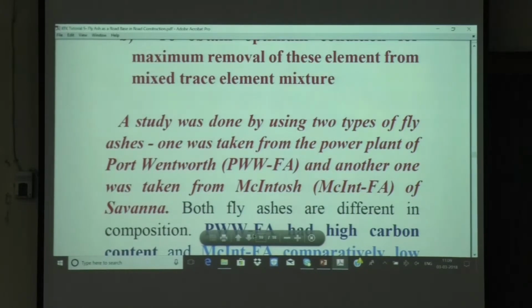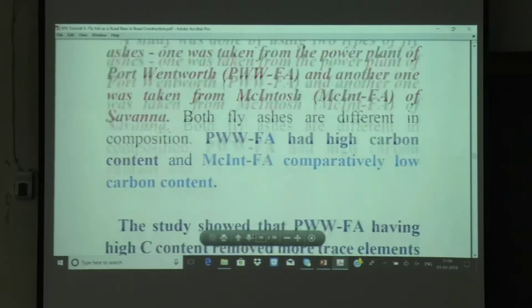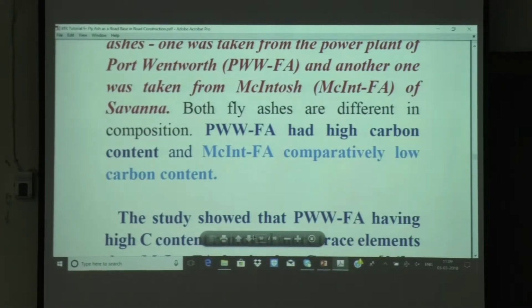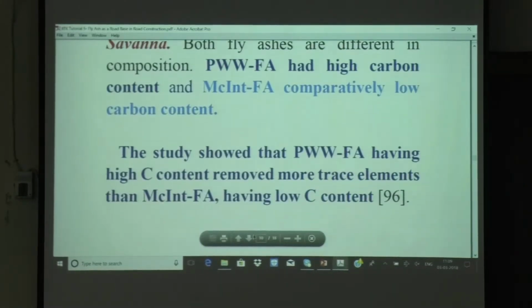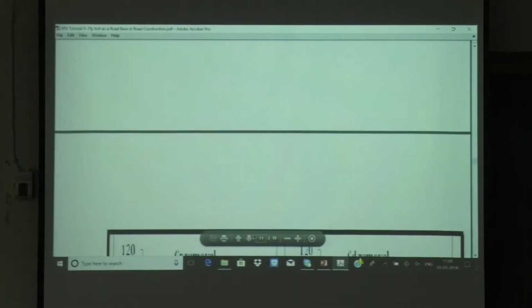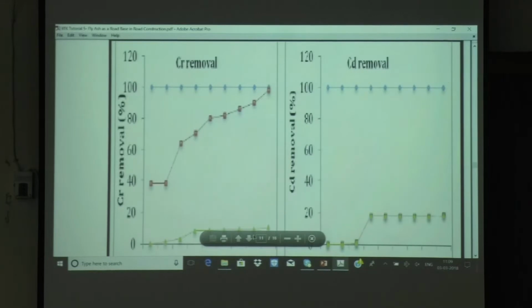Likewise, these people took fly ash from two sources. Both fly ashes are different in composition. PWW fly ash had higher carbon content, that means higher LOI, and the other one had lower carbon content. The study showed that PWA, with higher carbon content, removed more trace elements than the other one which had lower carbon content. Here you actually can see this removal of chromium.